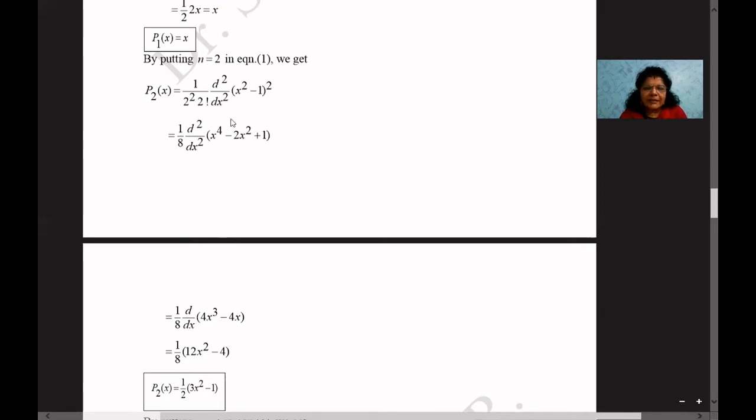What is the first derivative of this? 4x cube minus 4x. What is its derivative? 12x square minus 4. You can take 4 common outside and cancel it with the denominator. What will you get? 3x square minus 1 divided by 2. This is P2 of x.